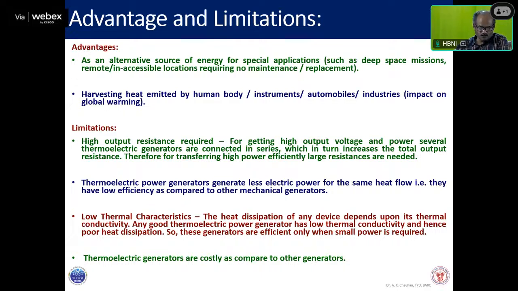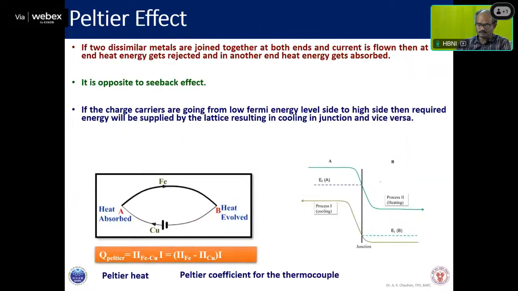And low thermal characteristics. The heat dissipation of any device depends upon its thermal conductivity. Any good thermoelectric power generator has low thermal conductivity and hence poor heat dissipation. So these generators are efficient only when small power is required. If you need higher power, in that case, thermoelectric power generators are not very useful. Thermoelectric generators are costly as compared to other generators.